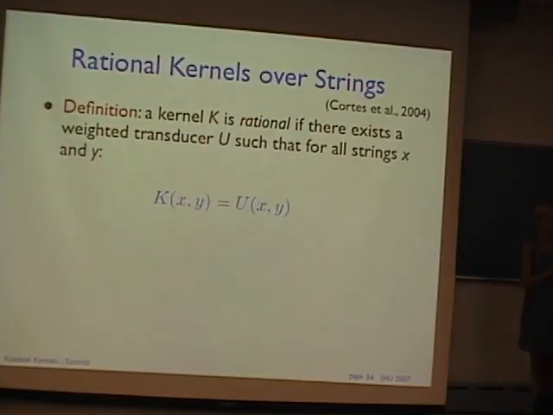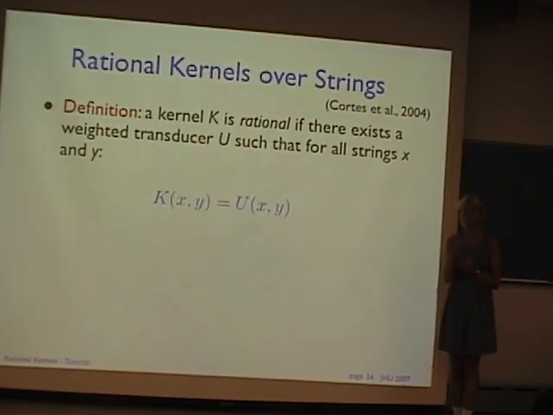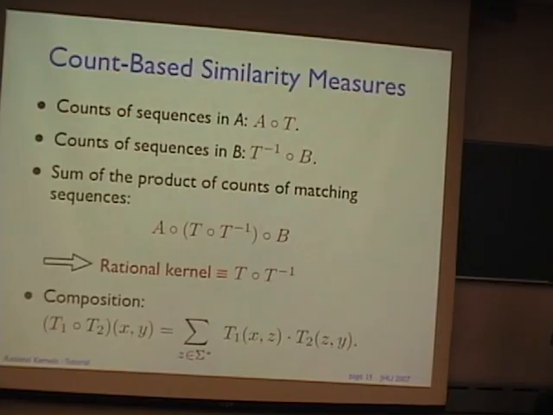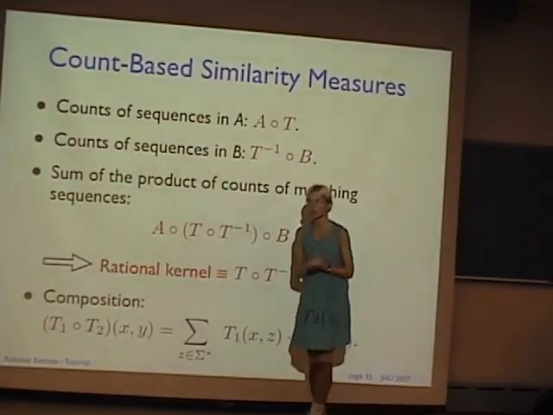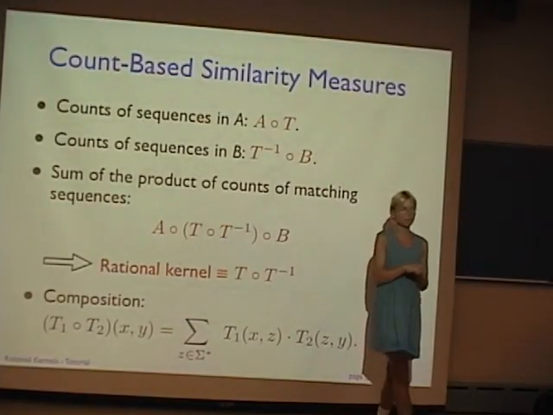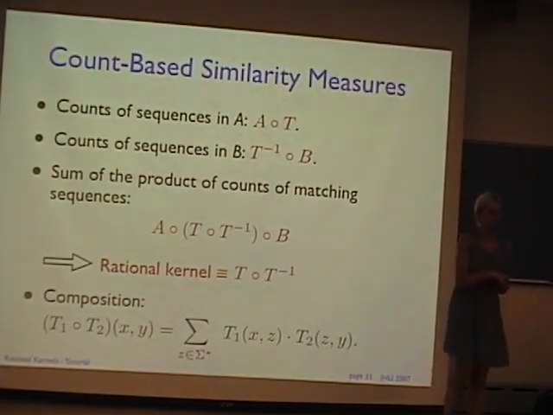Now, remember, it's not all kernels that we can use with SVMs. There is a criterion that they have to meet, right? They have to be positive definite symmetric. Anything that can be expressed as a weighted transducer, is that necessarily PDS? No, of course it's not. Let's go back to the example from before. So here we have our string A, and we have our transducer T that counts the appearances of bigrams in A by composition.